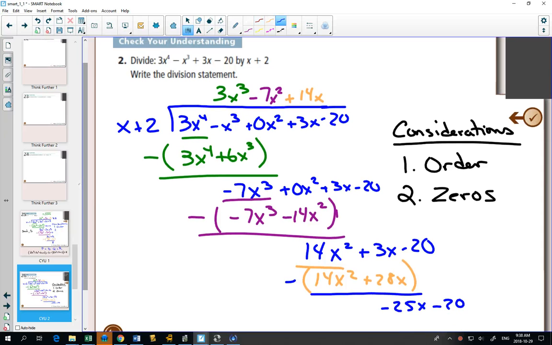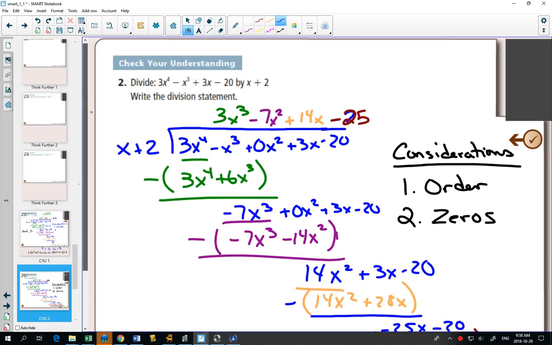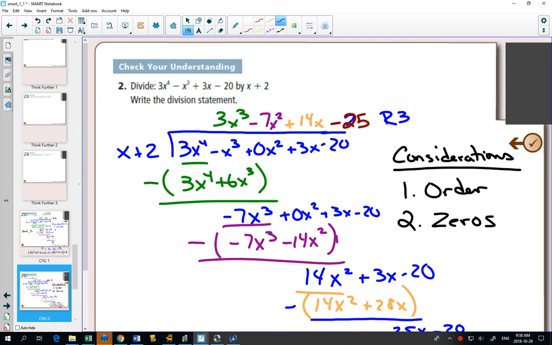Our new number is minus 25. Subtract. And a remainder of plus 30. We'll write out the division statement for this next class.